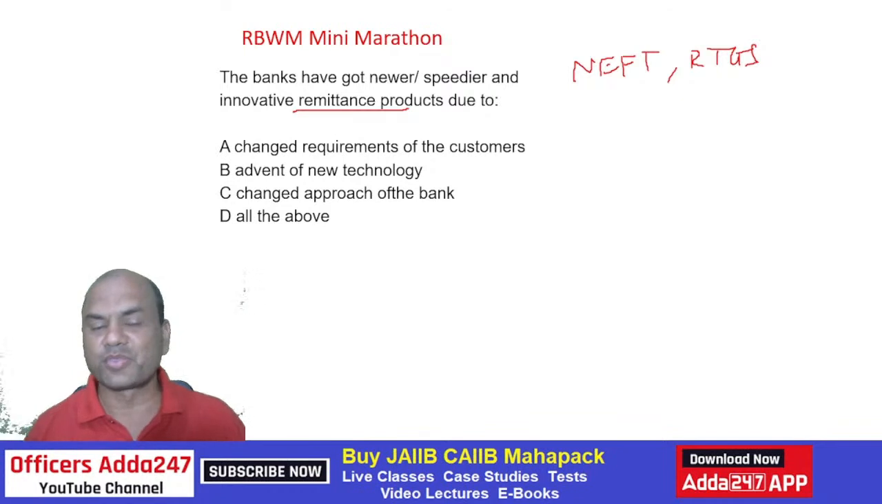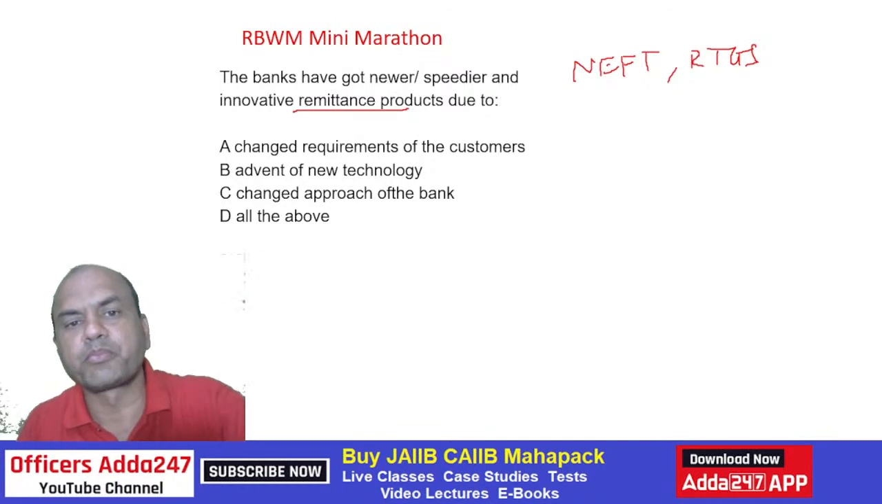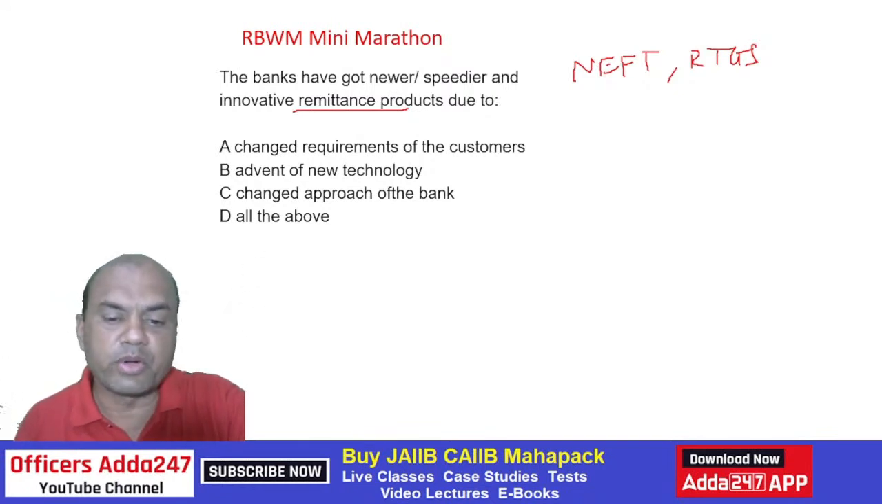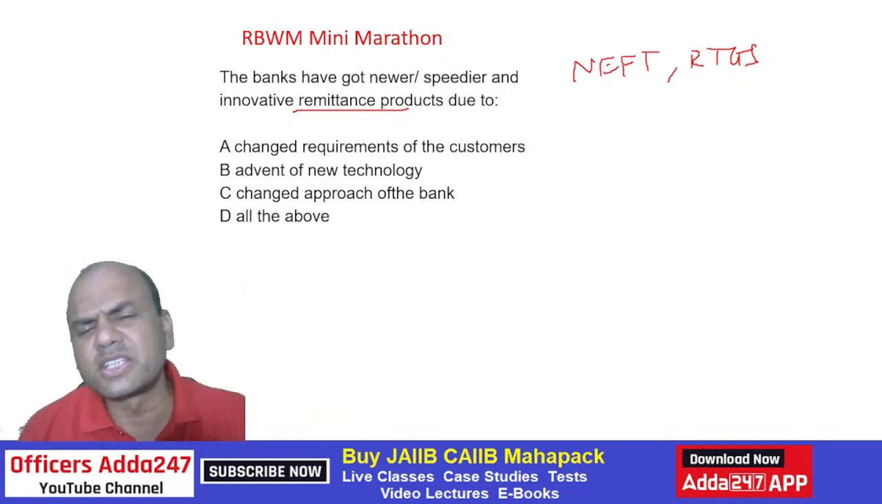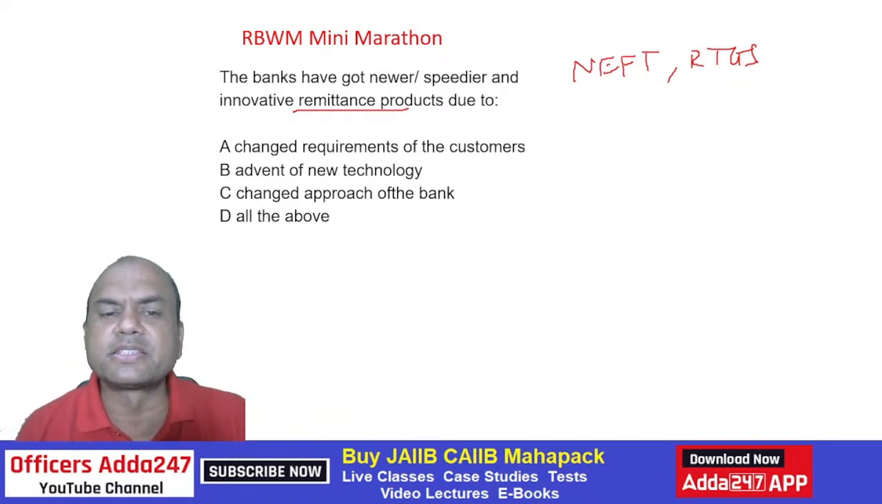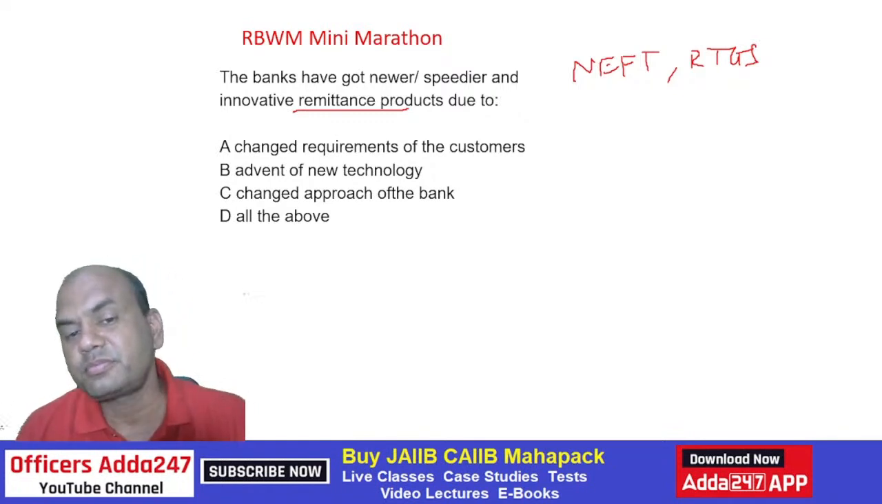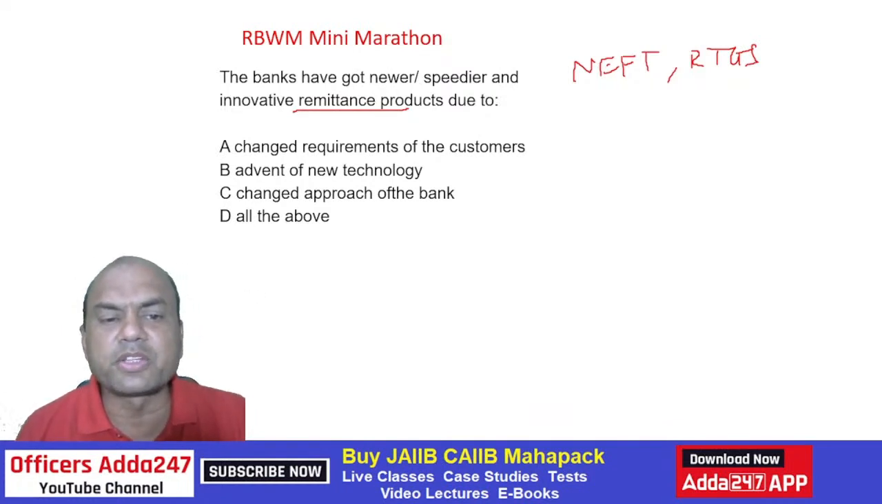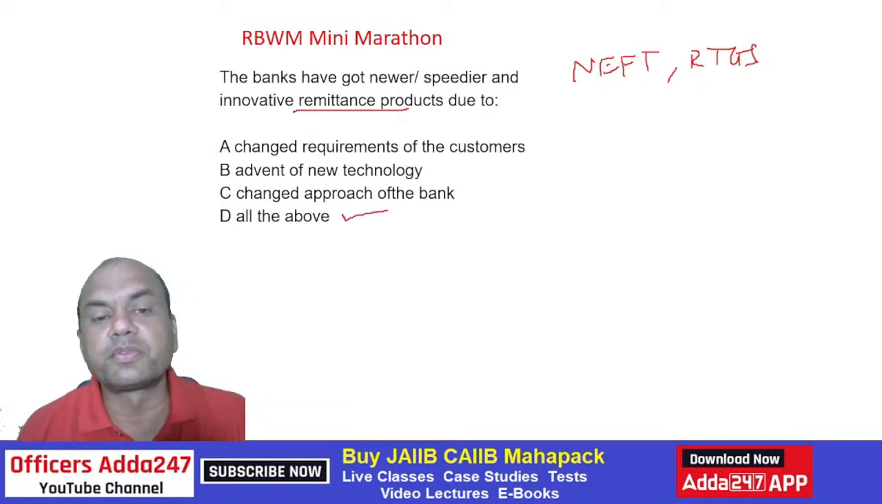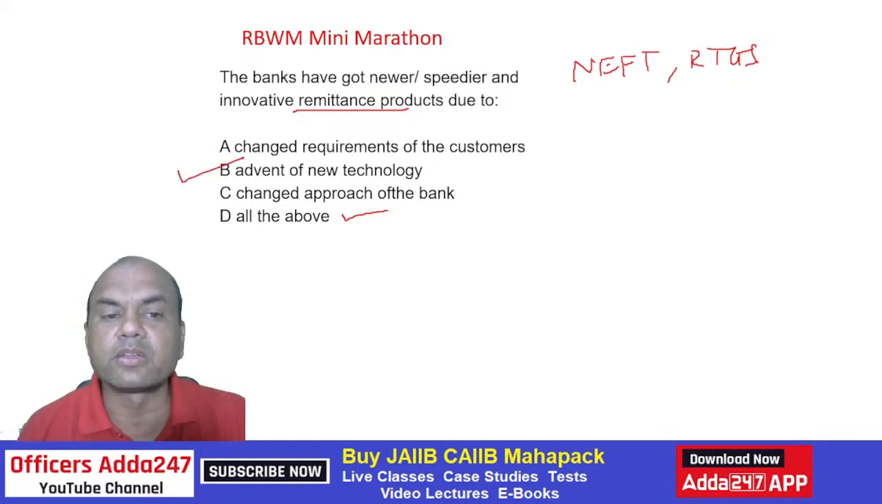Tricky, okay? Isn't it tricky? Now see here, some of the books give you the option like this: changed requirement of the customers, advent of new technology, changed approach of the bank, and all of the above. Some of the books might give you option D, all of the above. But the real answer is not this. The real answer is this: new technology.